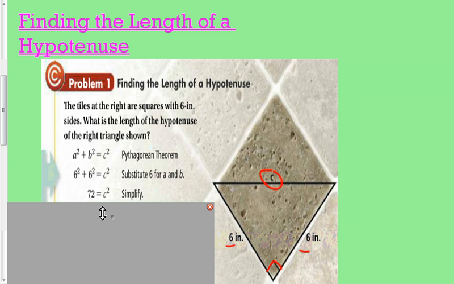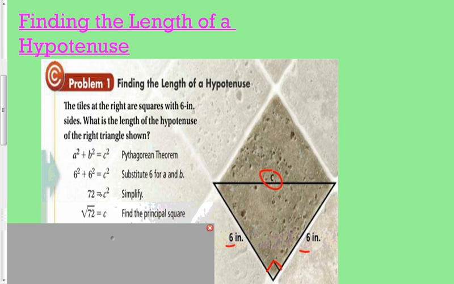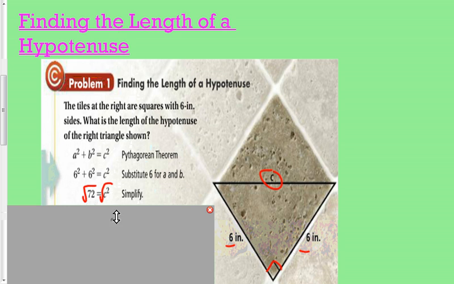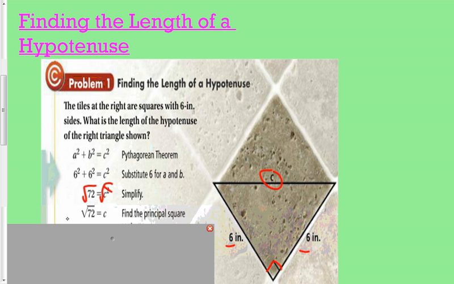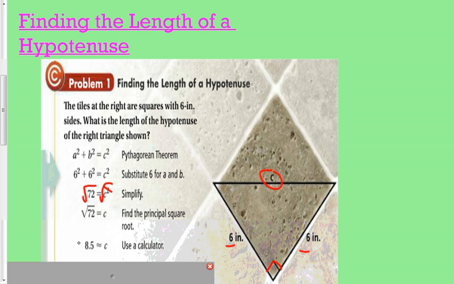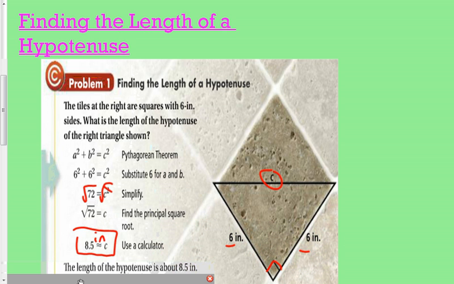But that doesn't tell us what c is equal to yet, so we're going to take the square root. It's the same thing as doing something to both sides. When we take the square root of c squared, that cancels out the exponent. So we're left with c, and then we have to find the square root of 72. We're going to estimate it to be 8.5, and that would be inches, using a calculator.